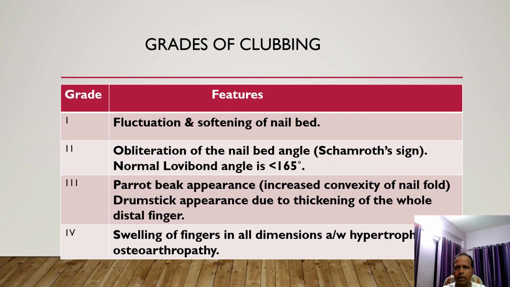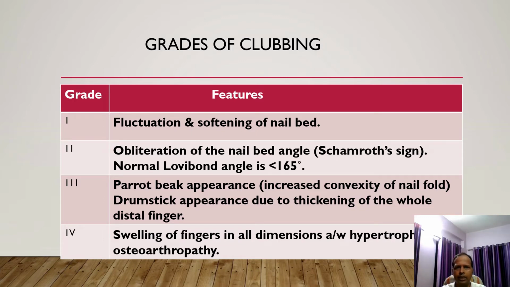Now coming to what are the grades of clubbing? This is a favourite question for examiners. So grade 1 is fluctuation and softening of nail bed. Grade 2 is obliteration of the nail bed angle, that is Schamroth sign, which we have seen in the previous picture. And in a normal subject, the Lovibond angle is less than 165 degrees, or most of the books write it to be 160 degrees.